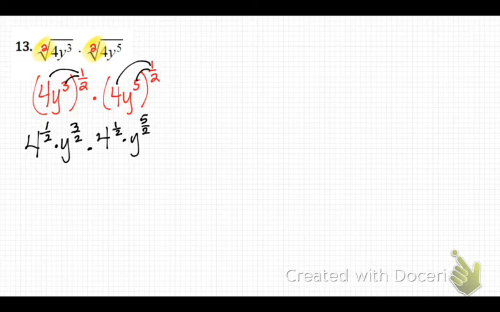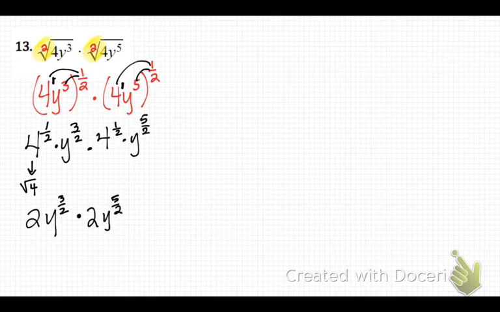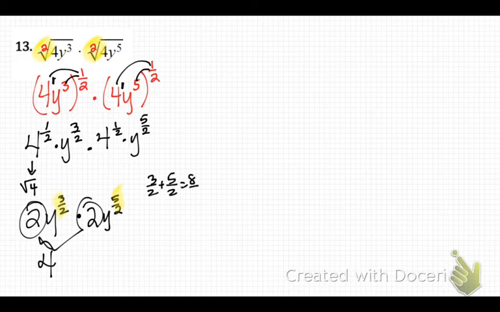Because each of those 4s has an exponent of 1/2. And when I multiply them, 1 times 1/2 is 1/2. 3 times 1/2 is 3/2. So 4 to the 1/2 is the same as saying the square root of 4. What is the square root of 4? 2. So I have 2y to the 3/2 times another 2y to the 5/2. So that gives me 4 because 2 times 2 is 4. And then 3/2 plus 5/2 is 8/2. And what does that simplify to be?